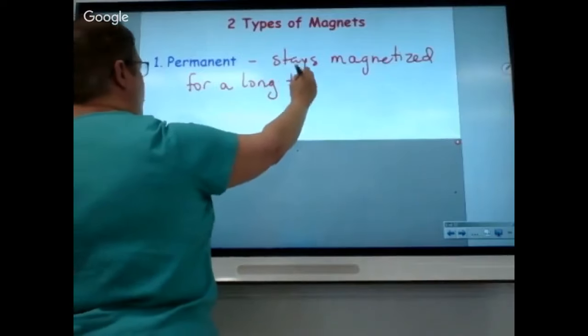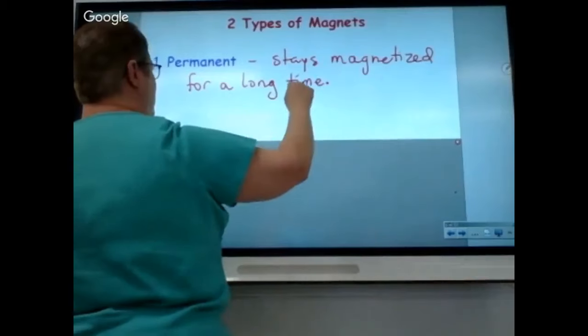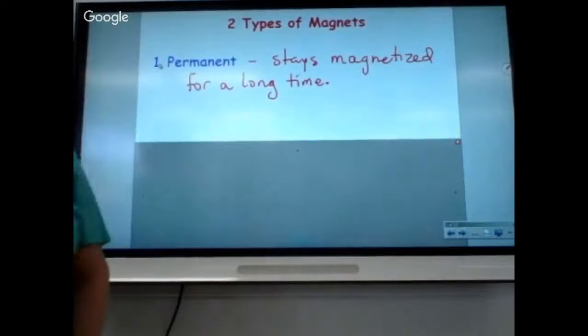Have you ever had a magnet at home that loses half of its magnetism? Some of them do. We're going to talk about why that happens, maybe today, probably not.